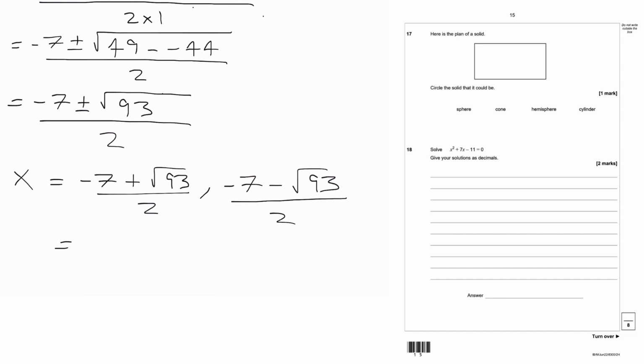And we want to express this in decimal form, so I will quickly check that now. So we have 1.32. So I'm going to do this to 2 decimal places. And then our other solution is minus 8.32. And be careful to just note this is to 2 decimal places.